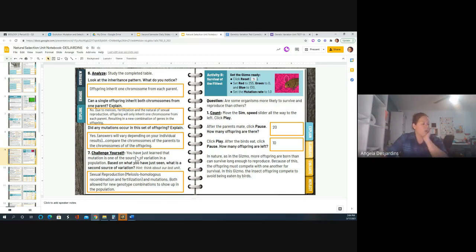So in order for mutations to impact evolution and this change over time, two things have to happen. First off, the mutation has to happen and be passed on through sperm or egg. What I mean by that is that you can't get a mutation that happens in your body cells.